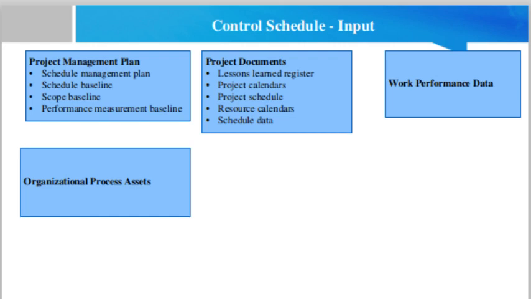Then organizational process assets. The organizational process assets that can influence the control schedule process include existing formal and informal schedule control related policies, procedures, and guidelines, schedule control tools, and monitoring and reporting methods to be used.